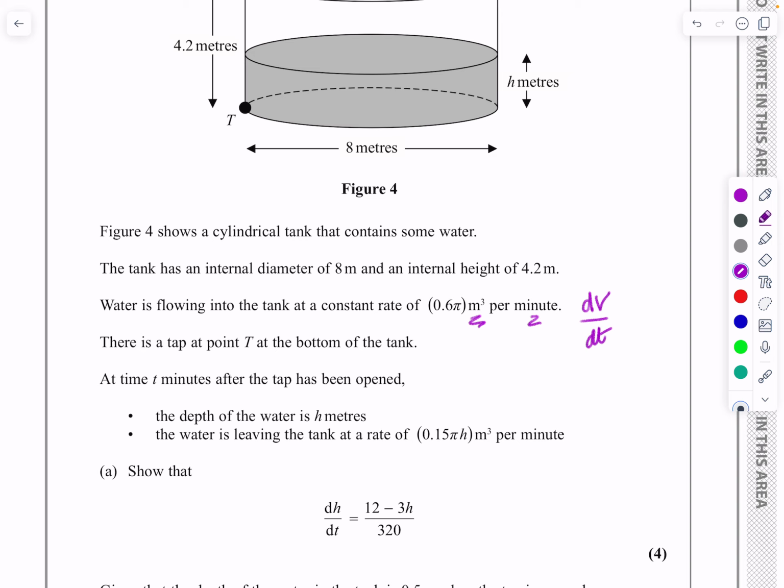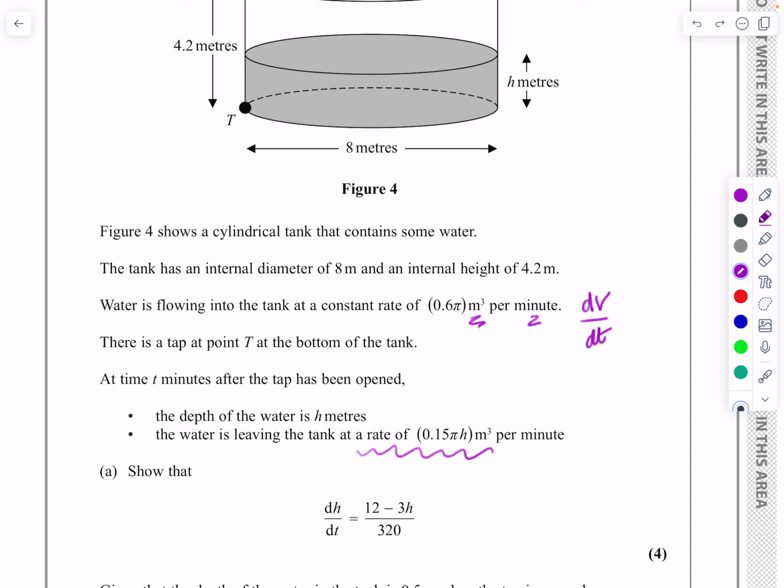But there's a tap at the bottom and water's coming out at a rate of 0.15 pi h meters cubed per minute. So when I'm going to do my dV by dt, which I will do, it's actually going to work out to be this minus this. But that's when we get properly into the question.